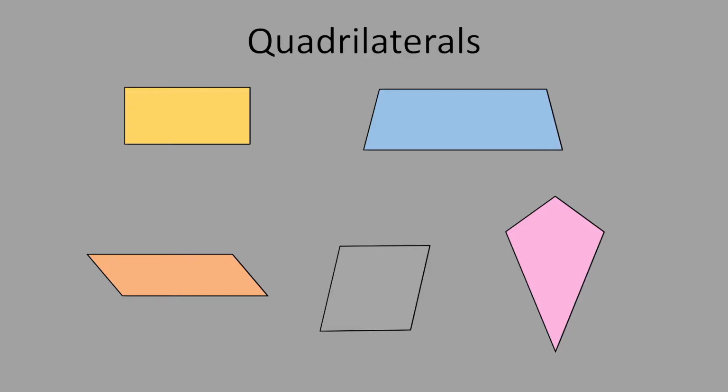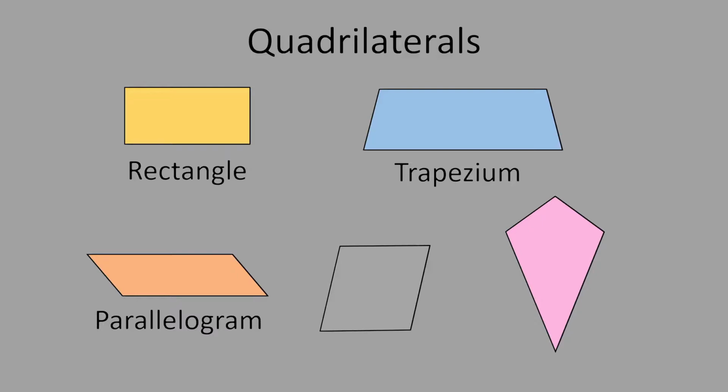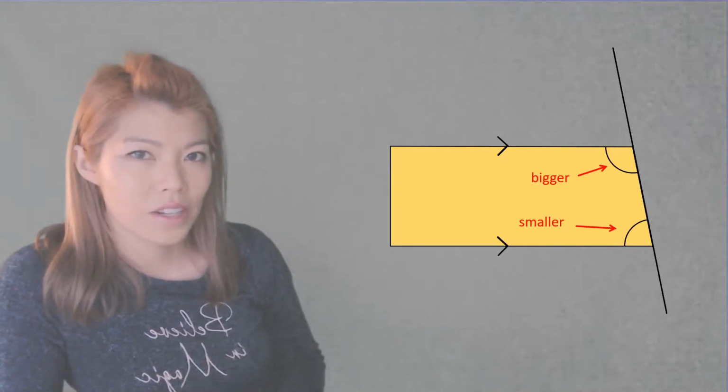Let's quickly revise quadrilaterals. Quadri as in four and laterals, side. So four-sided shapes. Do you remember what these are called? So we have the yellow one is a rectangle, the blue one is a trapezium, the peach one is the parallelogram, and the gray one is a rhombus, and the pink one is the kite. You will see in textbooks that we use these symbols here to represent their lines which are parallel to each other.